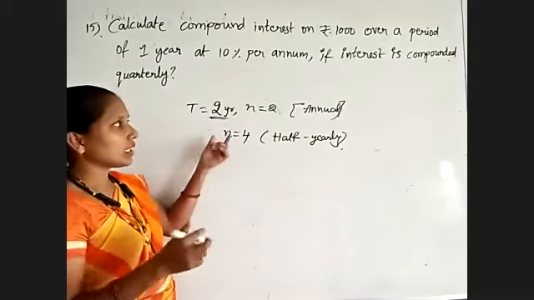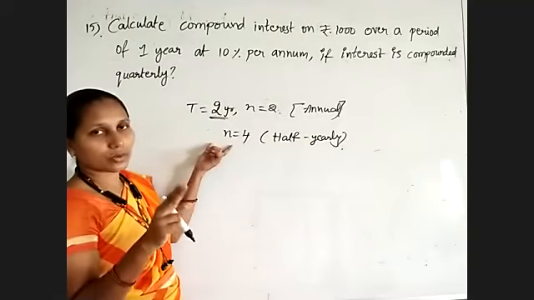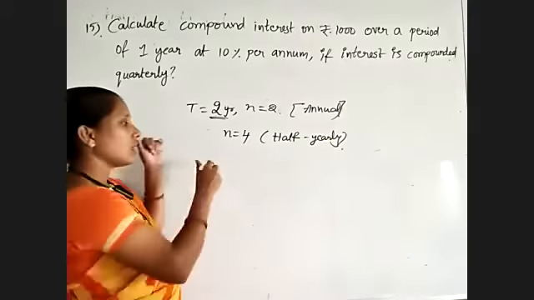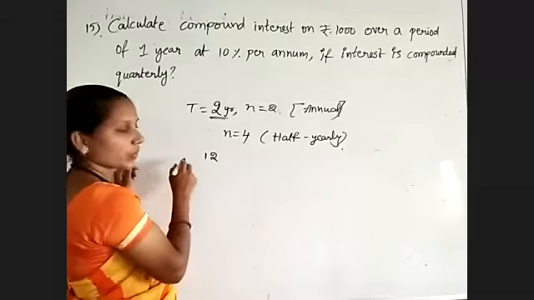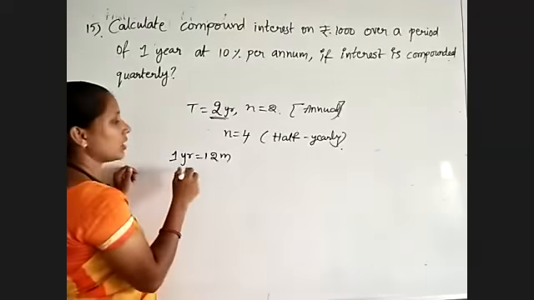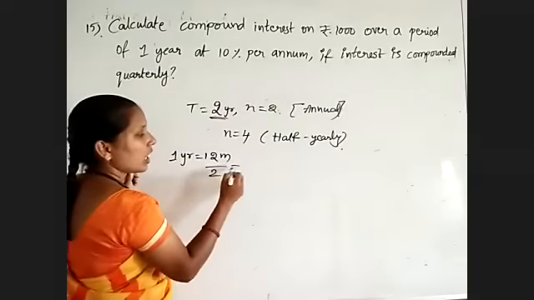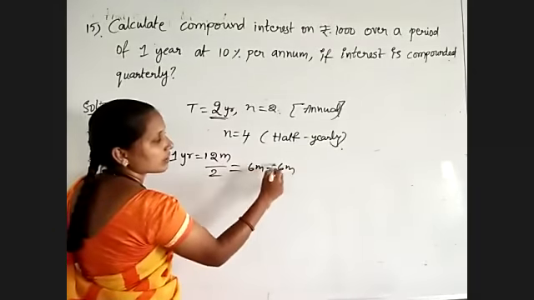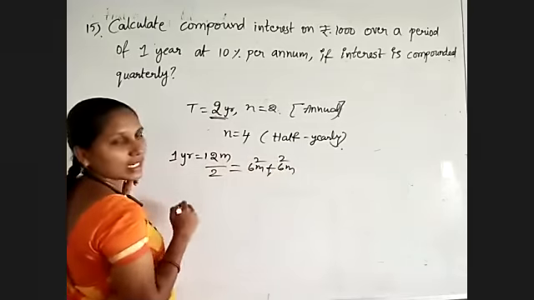So in 1 year, 2 half years are there, 6 months plus 6 months. 12 months, no? 1 year equals 12 months. To divide it in half, 12 by 2, that is nothing but 6 months plus 6 months. 2 conversion periods we are getting.